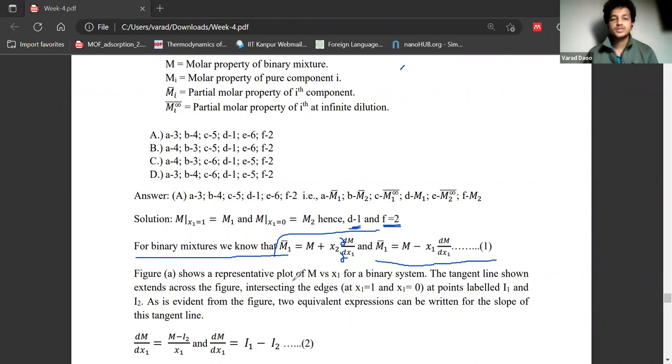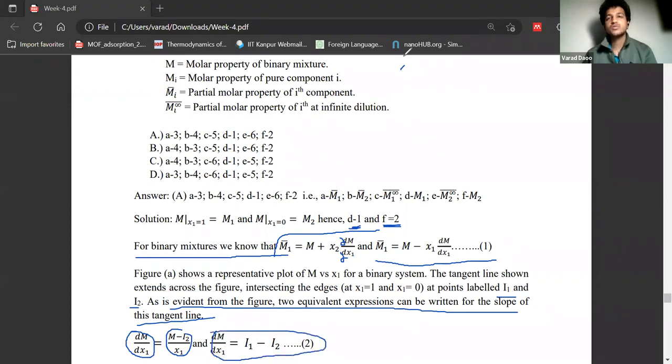Figure A shows a representative plot of M with respect to x1 for a binary system. The tangent line drawn extends across the figure, intersecting the edges at x1 equal to 1 and x1 equal to 0 at points labeled I1 and I2. As is evident from the figure, two equivalent expressions can be written for the slope of this tangent line: dM by dx1 is nothing but M minus I2 by x1, and dM by dx1 is nothing but I1 minus I2. Right? This is nothing but the tangent method.